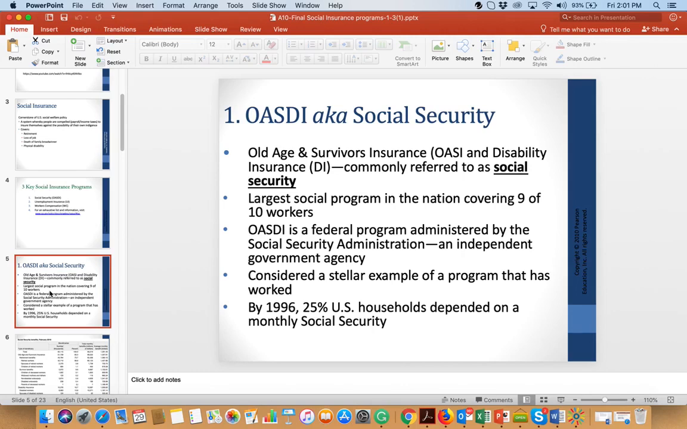In 1996, 25% of households depended on monthly Social Security income. Please find out what percentage of Americans today receive Social Security monthly checks. I think that's a test question.